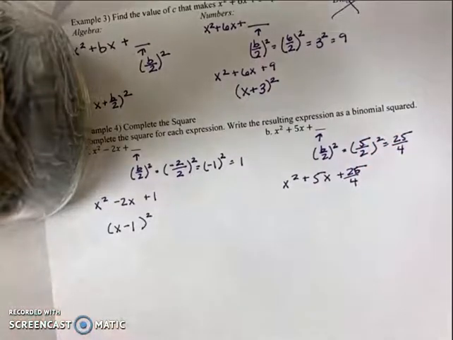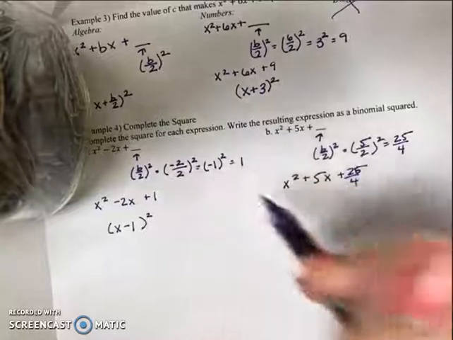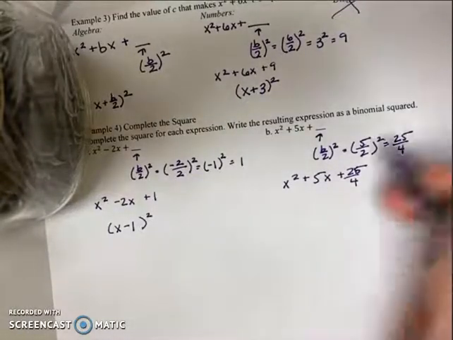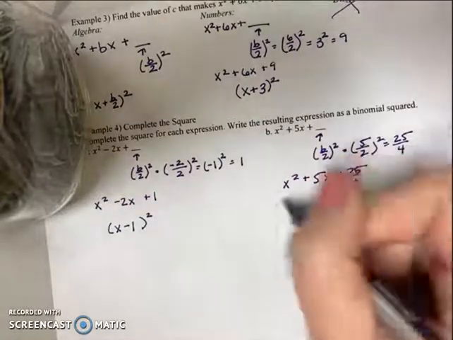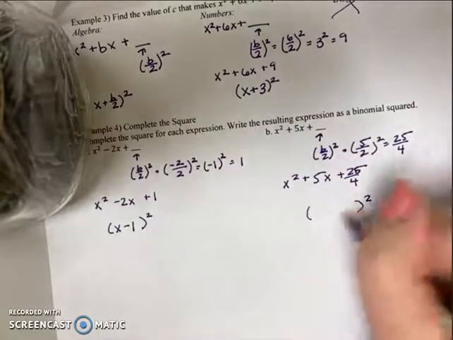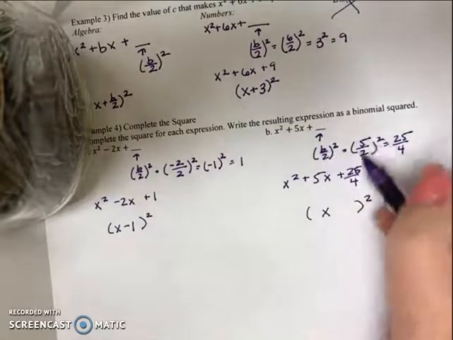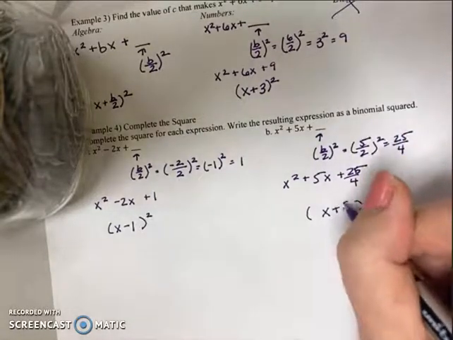I wanted to show you it's not always going to work out perfectly. You may have fractions, and if you do, it's still the same process. So I can rewrite this as a perfect square binomial, and it would be x plus your b over 2. So my b over 2 was 5 halves. So I'll put plus 5 halves.